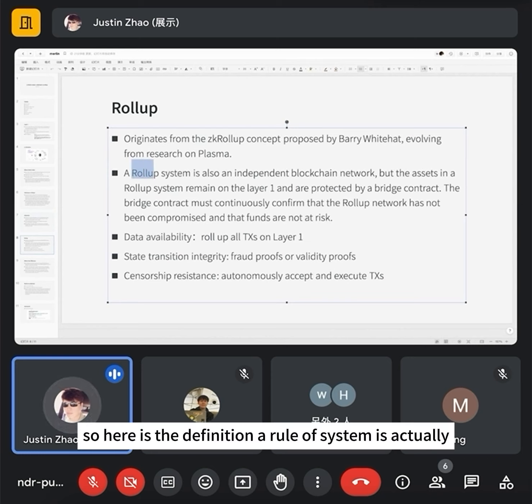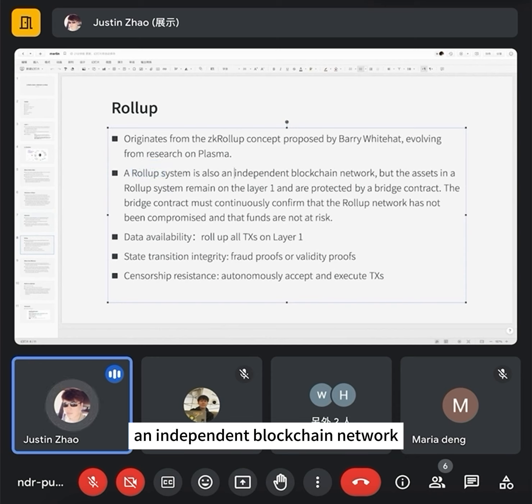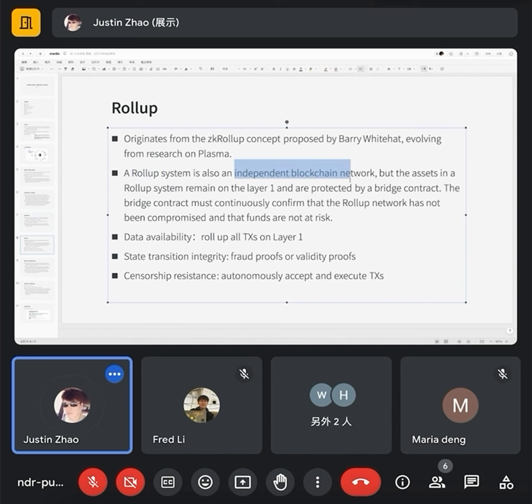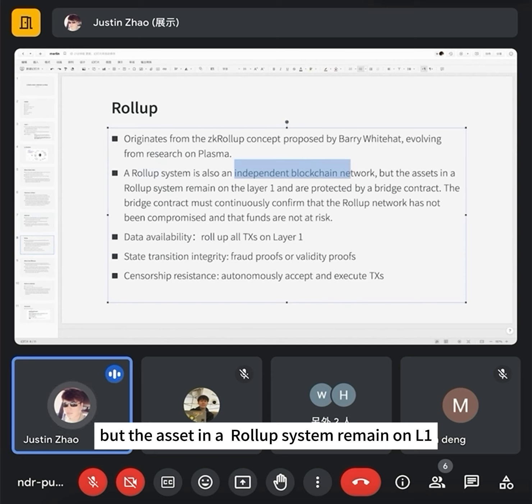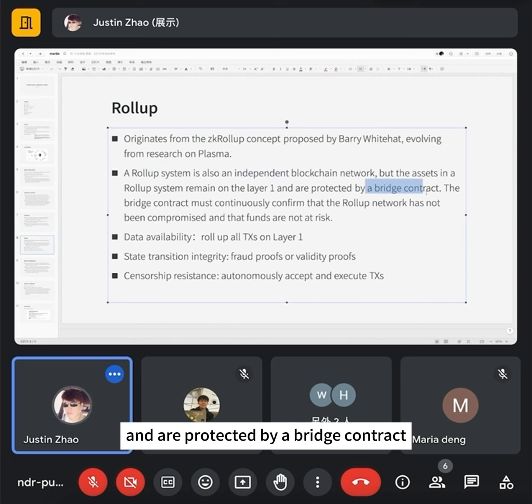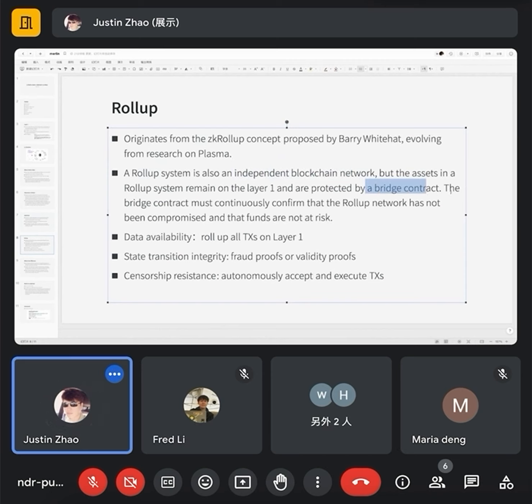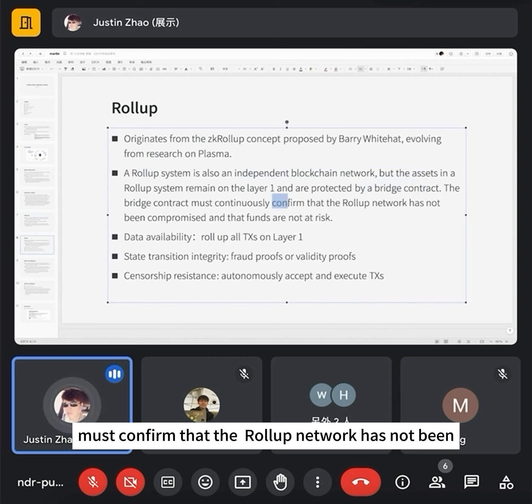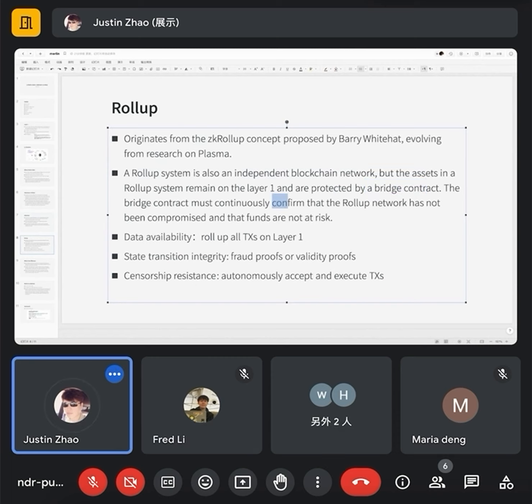A rollup system is actually an independent blockchain network, but the assets in a rollup system remain on layer 1 and are protected by a bridge contract. The bridge contract must confirm that the rollup network has not been compromised.